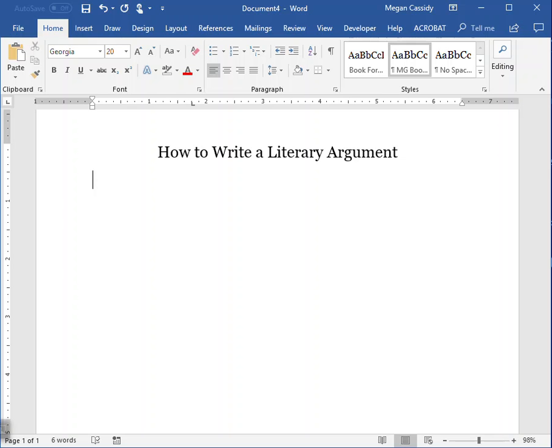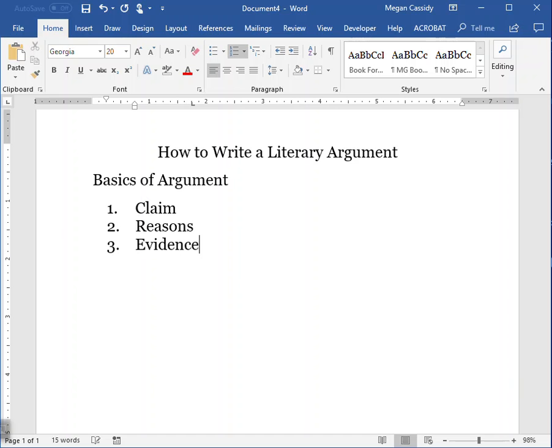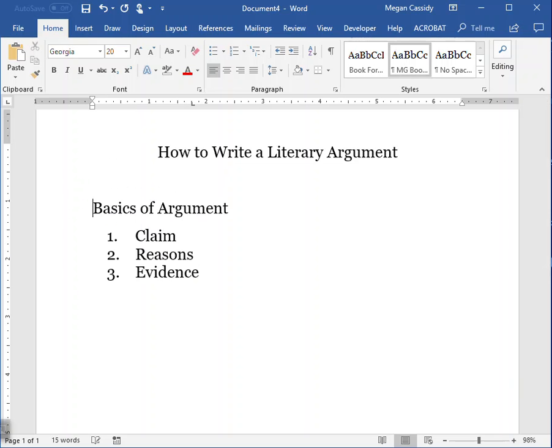Now, if you took college composition, you probably learned that the basics of argument include a claim, reasons, and evidence. If you learned that before, it's a nice refresher. And if you did not learn that, congratulations, we're going to go over it now. So, in a class like college composition, your claim is going to be a statement which shows what side of the argument you have taken.